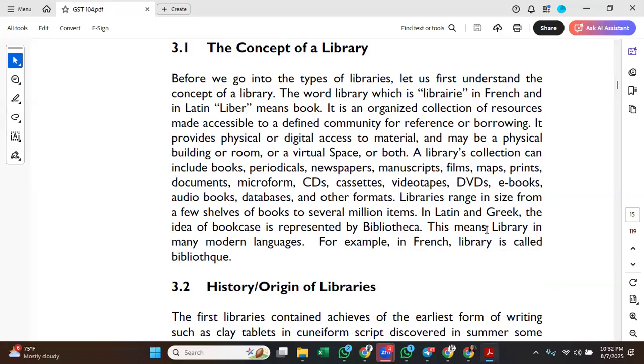While in French, library is called bibliothèque. Don't get it confused. Library here is a French word which means book, not library. If you follow this definition very well. While here, the word for library itself is bibliothèque.